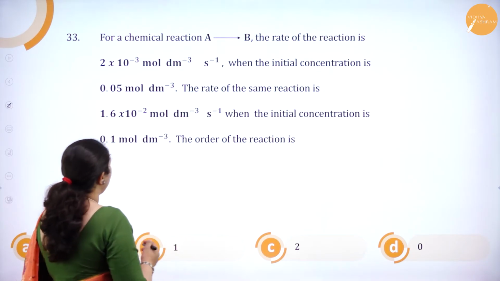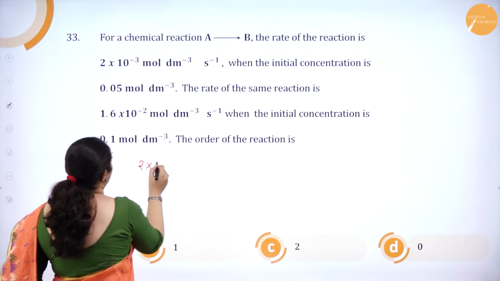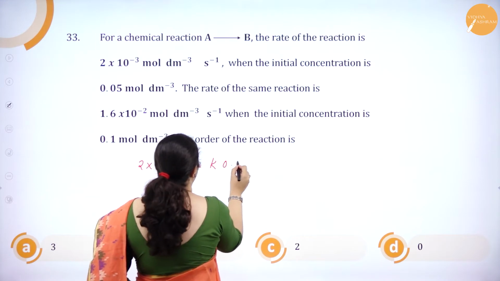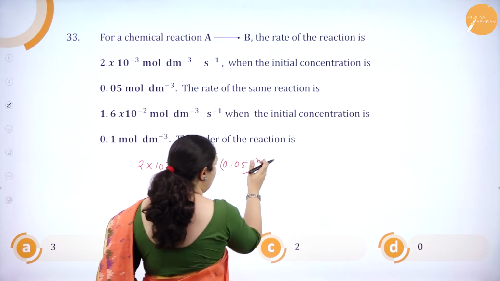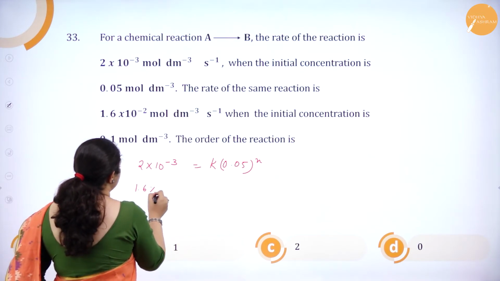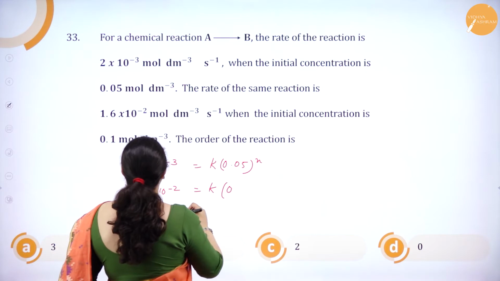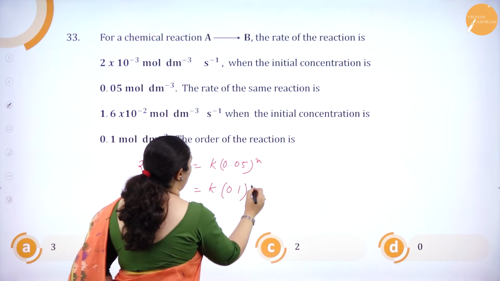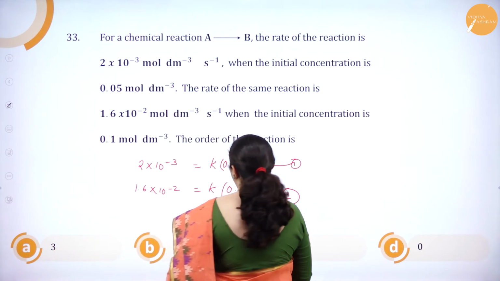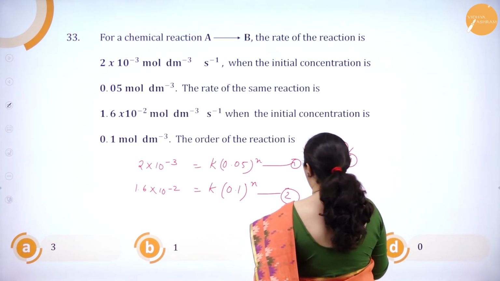So here, how do we do it? See, the rate of the reaction is 2 into 10 to the power minus 3 equals k into the initial concentration 0.05 to the power n. I don't know the order, that's why I'm taking it as n. And one more: 1.6 into 10 to the power minus 2 is equal to k into the initial concentration 0.1 to the power n. Okay, so I'll take this as equation 1 and equation 2, and I will just take 2 by 1, or I can take the other way around also, nothing will happen.